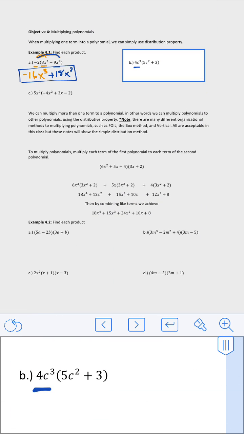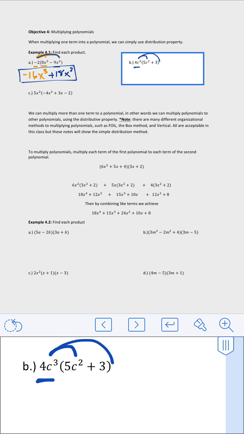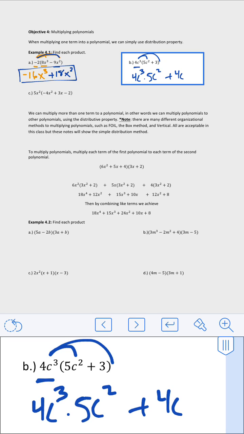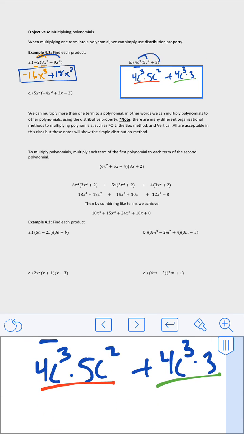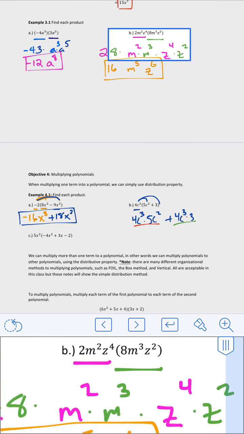Cool. So let's try that out. Multiply that guy in. We end up getting 4c cubed times 5c squared plus 4c cubed times 3. I just wrote it out so that you could see that I'm multiplying each one by 4c cubed. Now this might take an additional second of thought because I'm actually multiplying c's this time, but then it just starts to look like one of the problems up here, right?